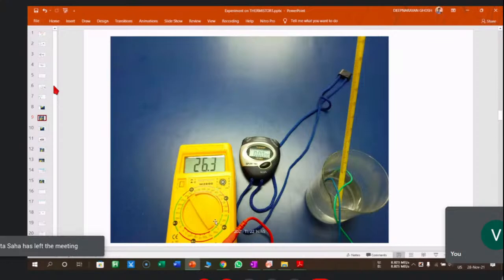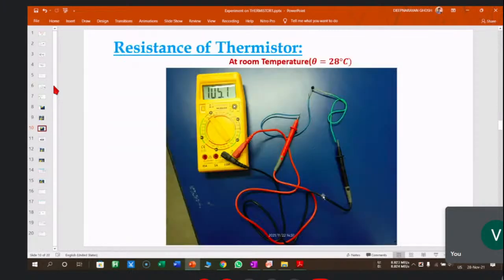So this is our experimental setup: one stopwatch, you can use a mobile phone, one multimeter, one thermometer, and a thermistor. And I have taken one beaker. You can use a normal pot to store water. The resistance of the thermistor I have taken at theta equals room temperature, which means 28 degrees. You can see the resistance is 105 ohm, but for a different thermistor this value will vary.